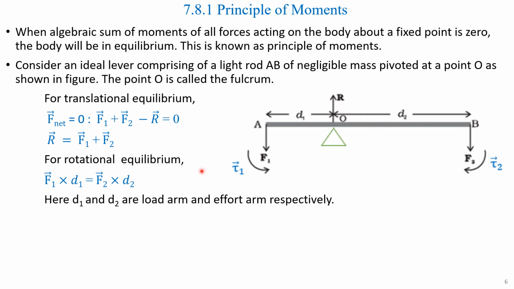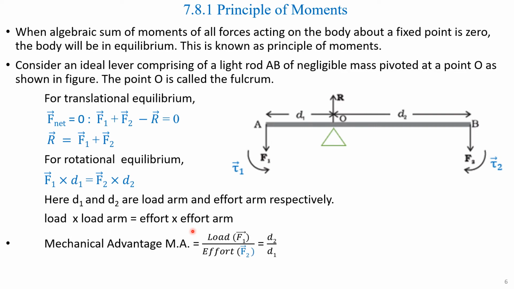Hence we can write F1 times D1 equals F2 times D2, as load times load arm is equal to effort times effort arm. This equation expresses the principle of moments for a lever. Incidentally, the ratio of load to effort, that is F1 to F2, is called the mechanical advantage. So MA is equal to F1 by F2, that is equal to D2 by D1.